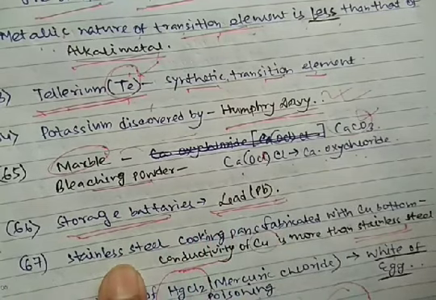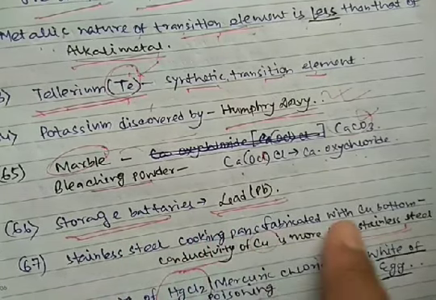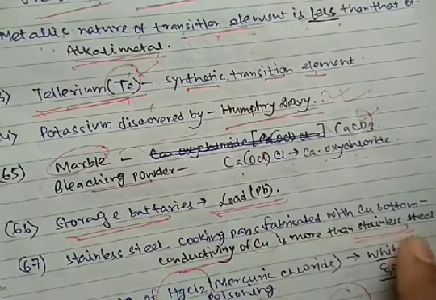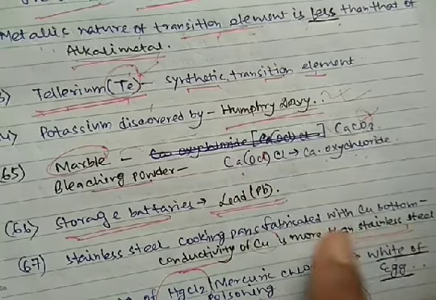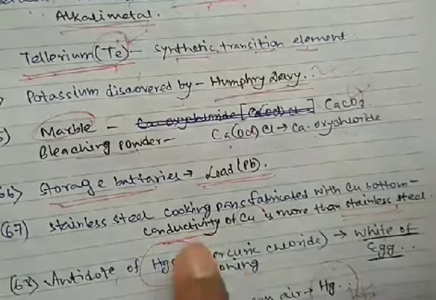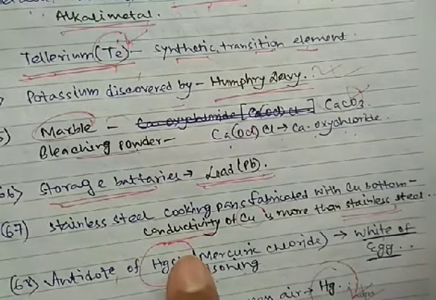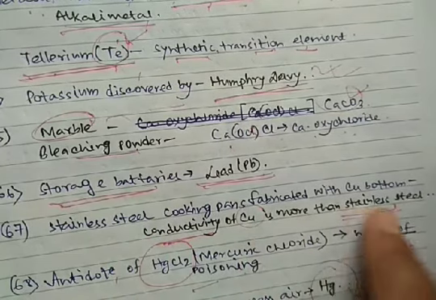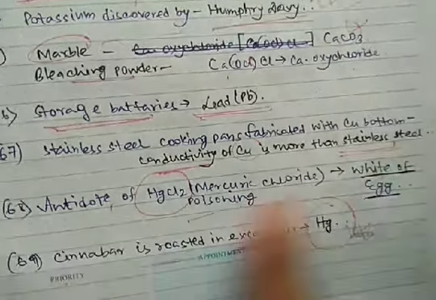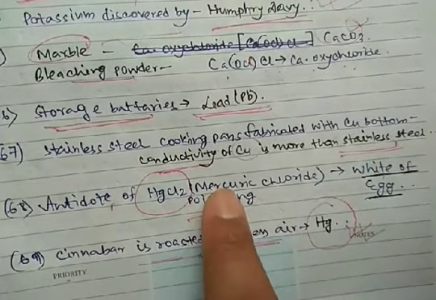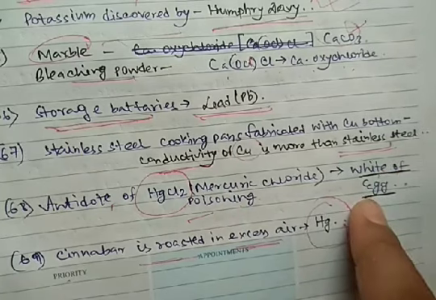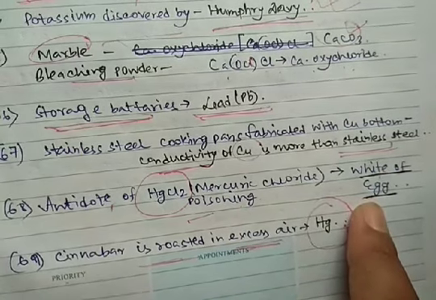In stainless steel cooking pans fabricated with a copper bottom, the conductivity of copper is more than that of the stainless steel. Why is copper used as the bottom in stainless steel cooking pans? Because the conductivity of copper is more than that of stainless steel. Coming to the next one, the antidote of mercuric chloride poisoning is the white of the egg, that is the albumin portion of the egg.